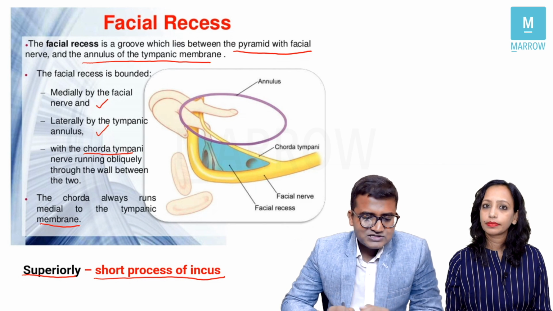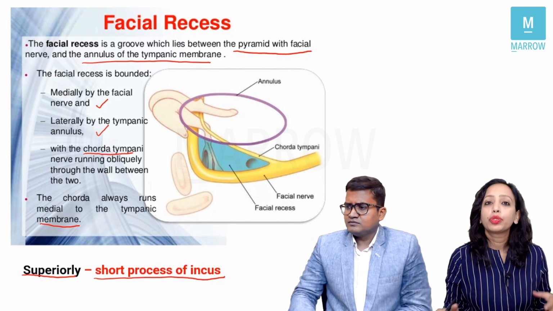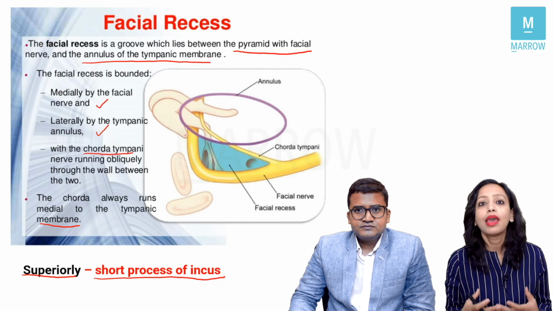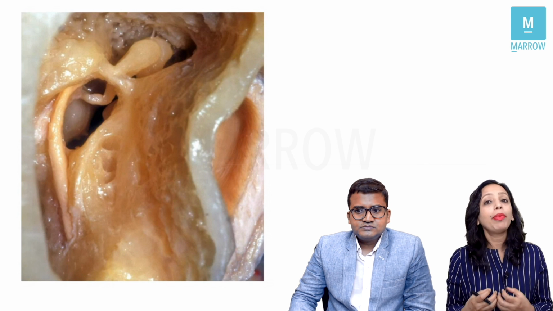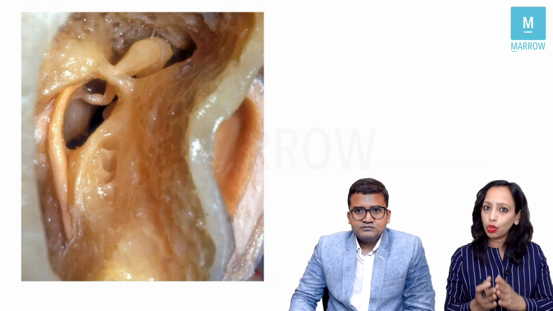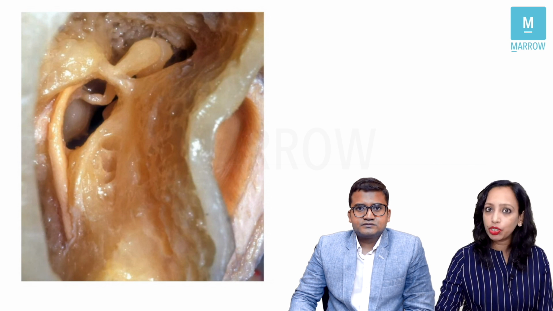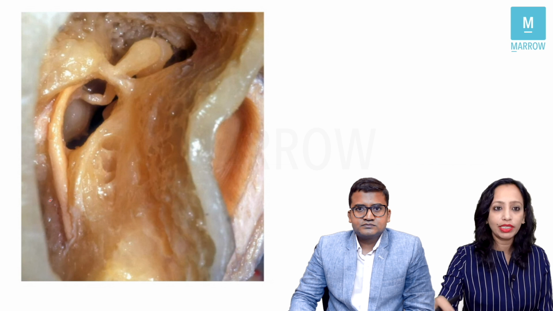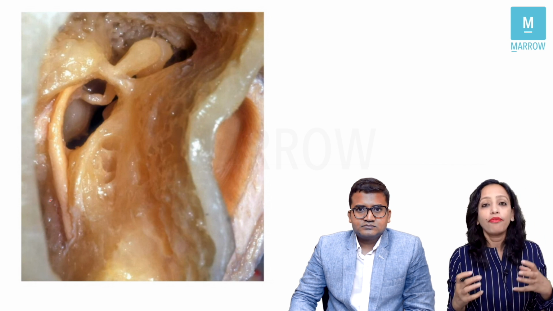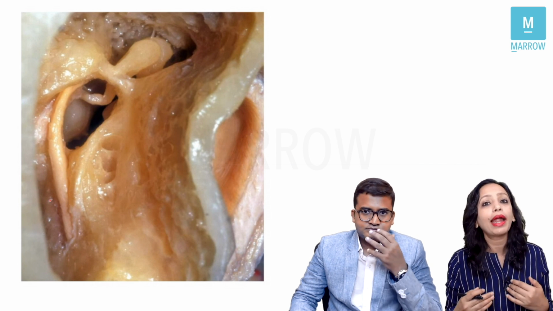Now, ma'am, what is the importance of this facial recess? Why do we have to know about the facial recess anatomy? This facial recess is a very crucial area for us in mastoid surgeries. This is an area where we make an opening which acts as a communication between the mastoid and the middle ear. When we make this opening, as we are seeing in this diagram, in the facial recess area, it can act as a communication between the mastoid and the middle ear when we want to remove the disease from the middle ear through the mastoid, as we do in intact canal wall surgery.